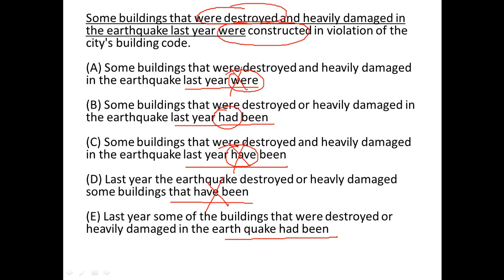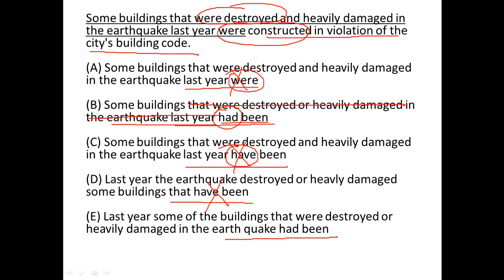It says some buildings. Now it says that were destroyed and heavily damaged in earthquake last year. This is a modifier. It says some buildings had been constructed in violation of the city's building code. Now, buildings were constructed first and then earthquake came and then they were destroyed, because first they have to be constructed, only then they can be destroyed. So as per B, buildings were constructed first and then it says that were destroyed or heavily damaged in the earthquake last year, which makes perfect sense.